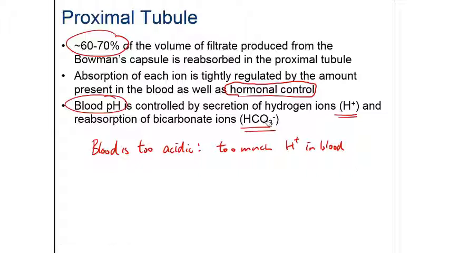Okay, and at the same time you can reabsorb bicarbonate. So by taking the bicarbonate back into the blood, right, the bicarbonate can combine with the extra H plus that is making your blood acidic, and you will generate carbonic acid, for example. Okay, and this might be transported to the lungs where you can breathe it out as carbon dioxide. Right, so the kidney plays a role in controlling the blood pH.